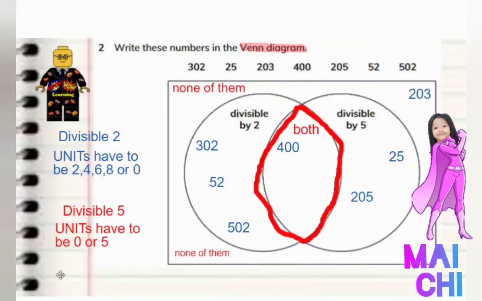So that is how you find numbers divisible by 2 and 5. And this is really looking at a Venn diagram. And I will do videos about that. So is that okay now, Mai Chi? Yes. There you go. That is how you find divisible numbers by 2 and 5 using a Venn diagram.